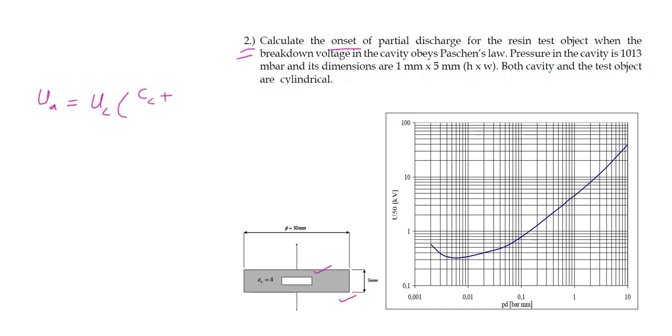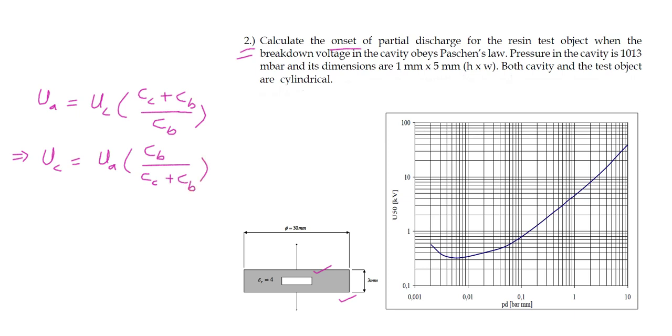CC plus CB divided by CB, where CC is the capacitance of the cavity and CB is the capacitance of the healthy insulation in series with the cavity. If we rearrange this equation, the voltage across the cavity UC is equal to UA multiplied by CB divided by CC plus CB.